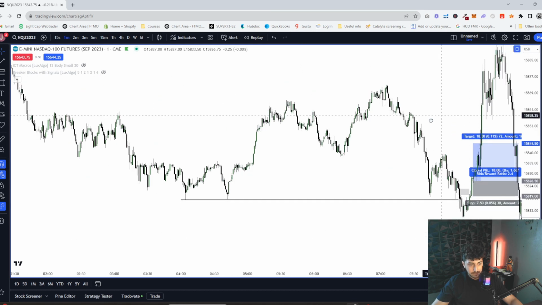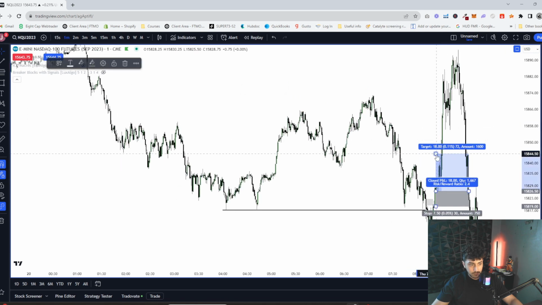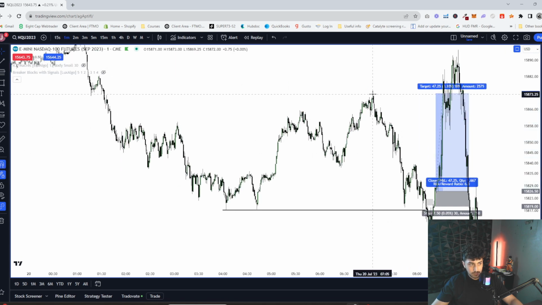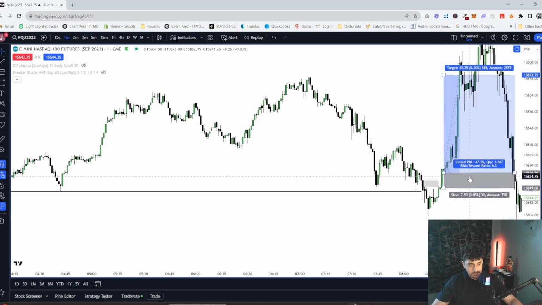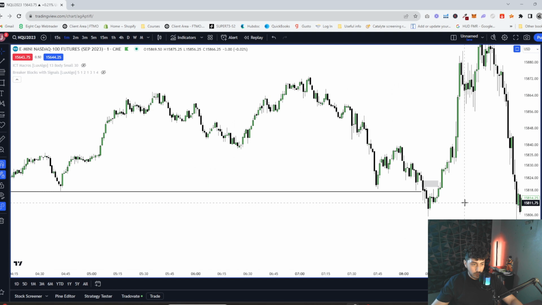And then on your higher time frame, obviously, you would want to aim for the higher time frame draw on liquidity, which would be up here. And look at that, it hit it. This is a 6.3 RR. Now, obviously, yes, this is hindsight, but go and backtest this. Go and backtest this. It happens all the time, okay?